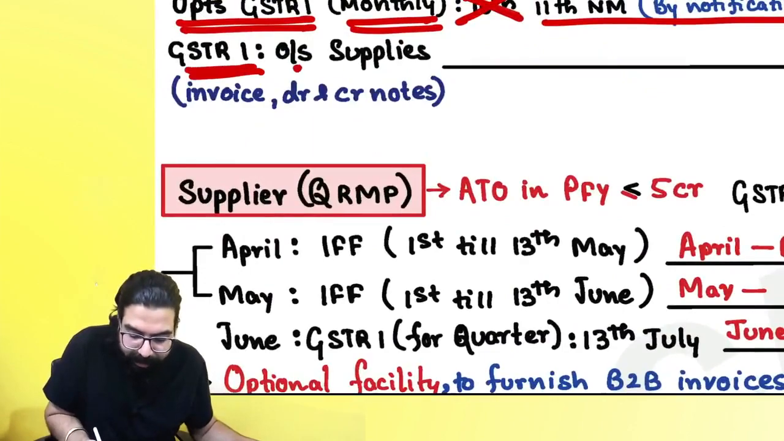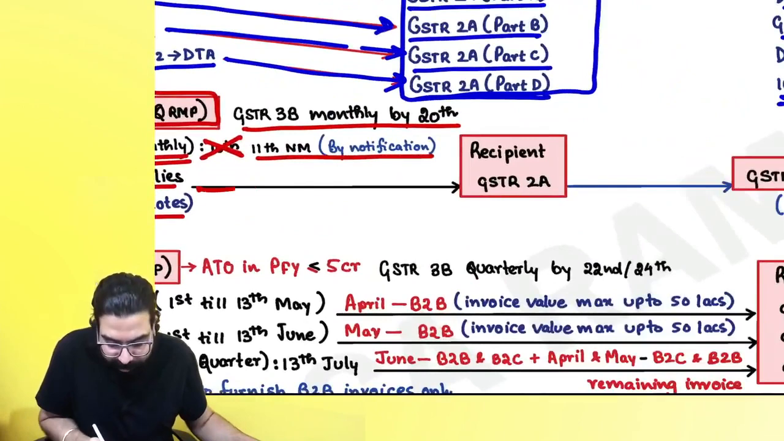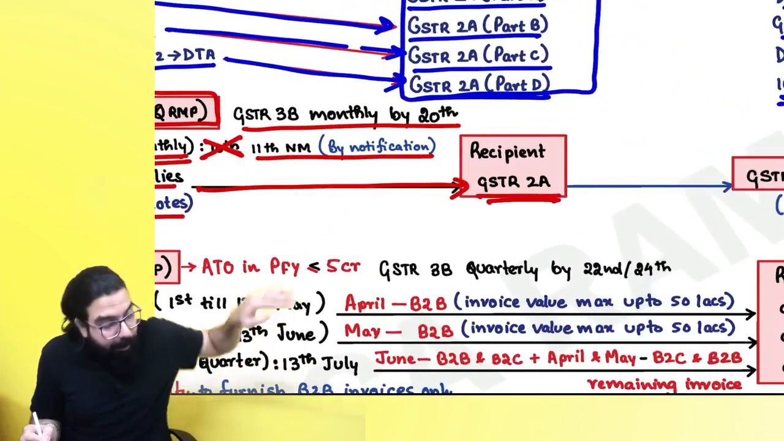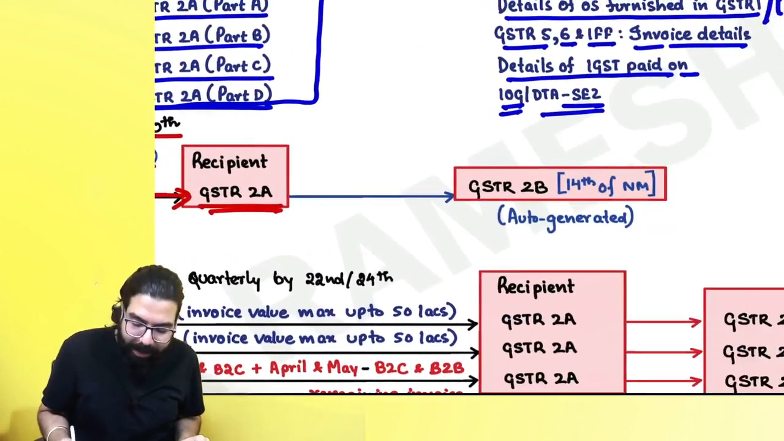Sir, when I file my GSTR 1 with my outward supplies, that is my invoices, debit notes and credit notes, then the recipient, the other party, will get the details in his GSTR 2A, and then 2B will get created.